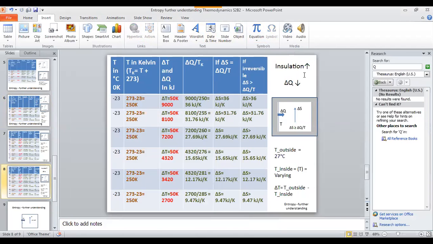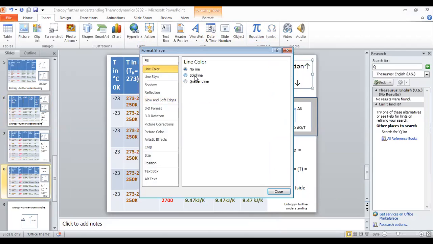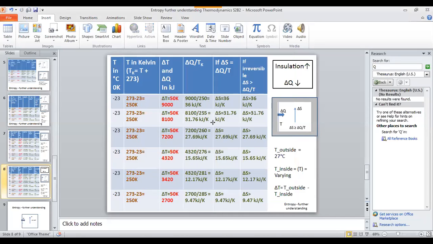Your delta Q is decreasing. That is the general principle. When your insulation is better, your heat transfer to the refrigerator is less. See, better insulation: 9,000 reduced to this, but say minus 23. So let's say this is a case. Now what happens is 9,000 by 250 here.